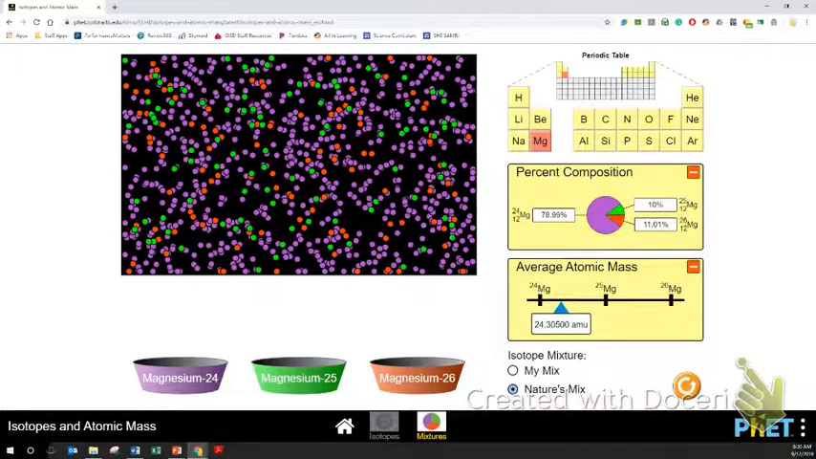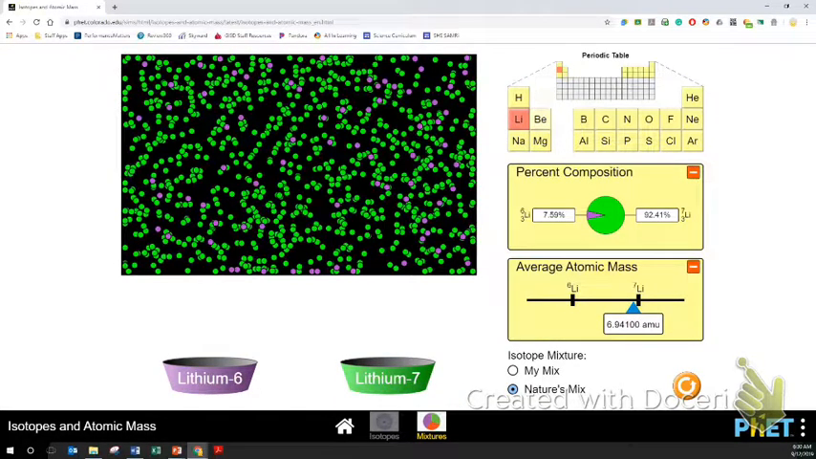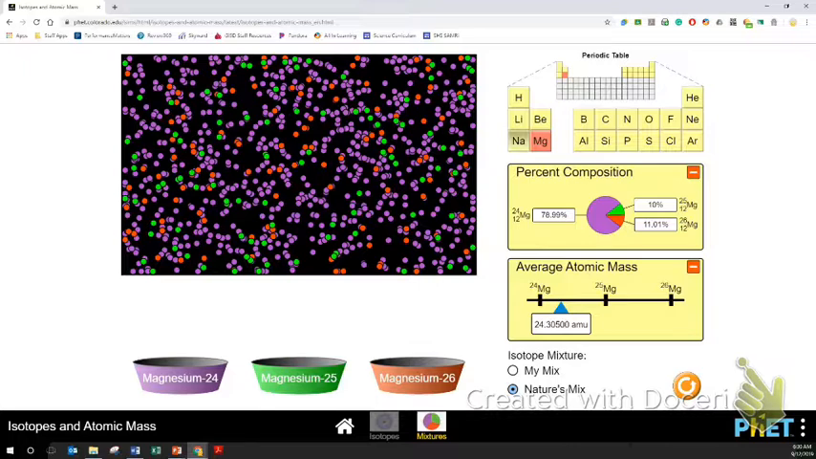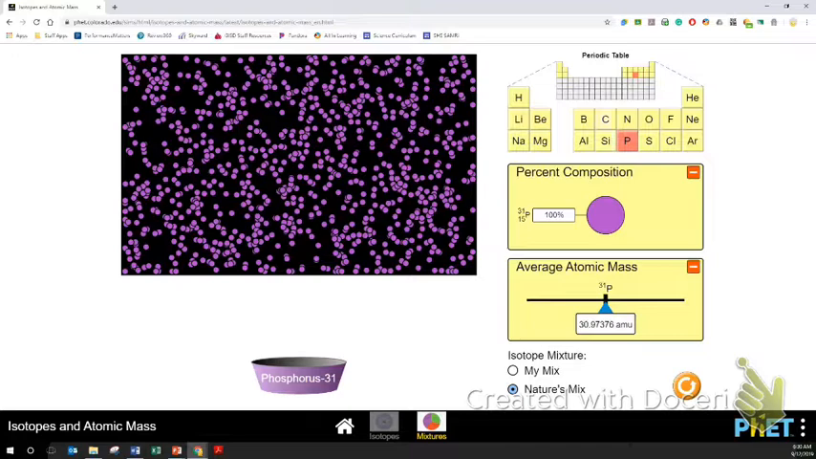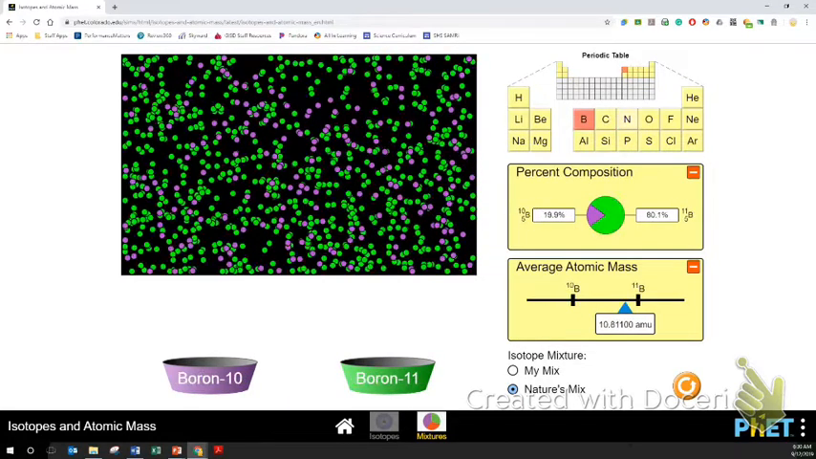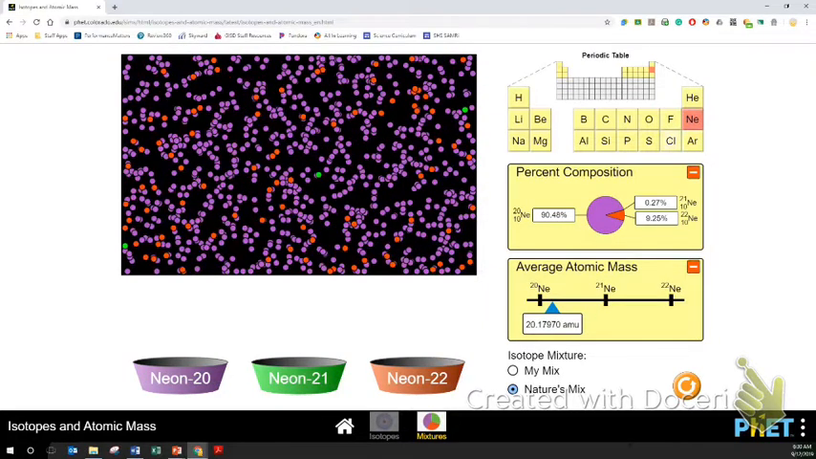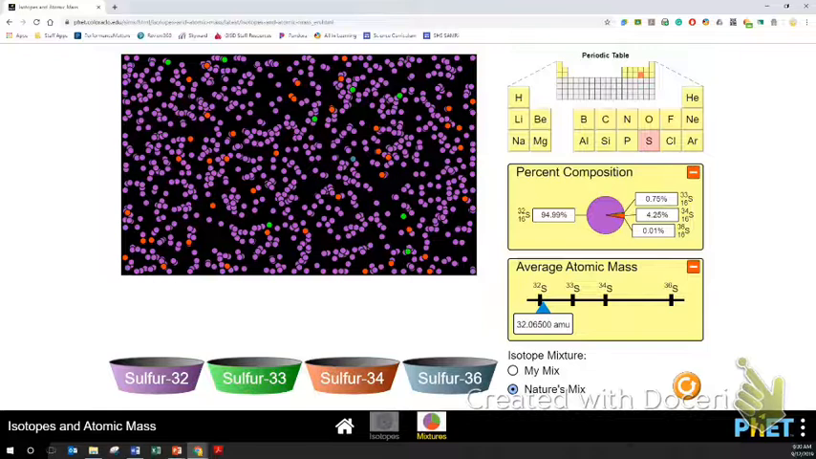And if I clicked around, I could show you a couple other atoms. Hydrogen has 2 isotopes. Lithium has 2 isotopes, although one is a major majority. Beryllium only has 1 isotope. So clicking around, seeing some of these. Aluminum just has 1. Some of these only have 1 majorly stable isotope and just a very small amount of some of those others. But just some cool information. Okay, now let's get started with this calculation stuff.